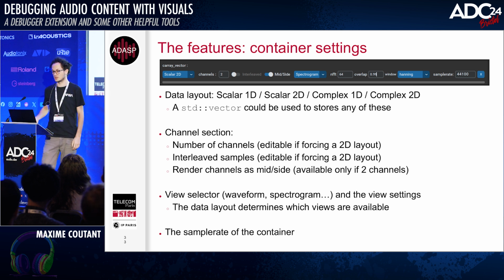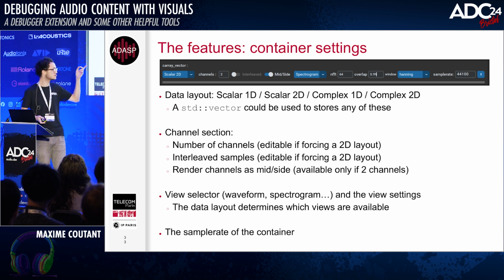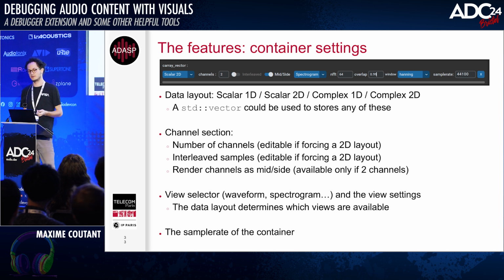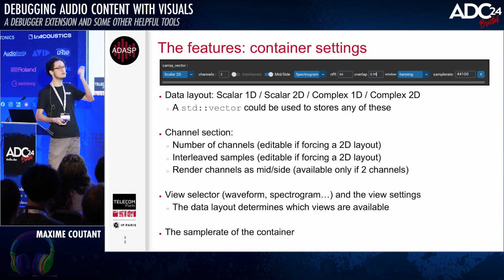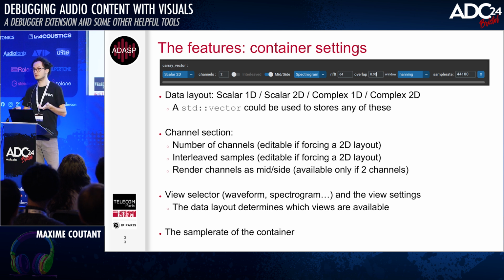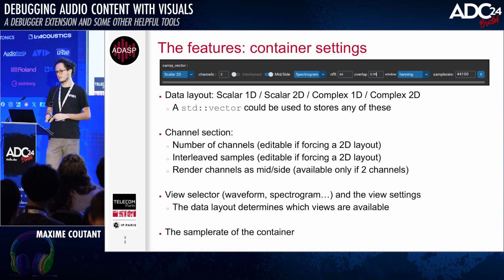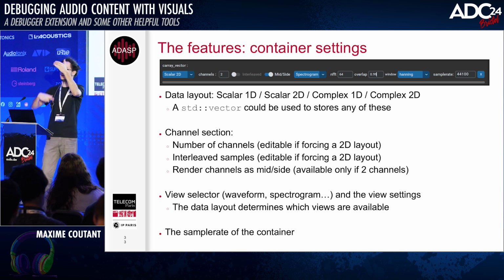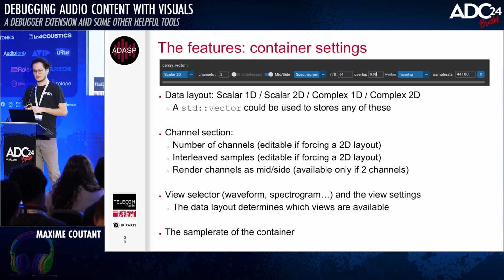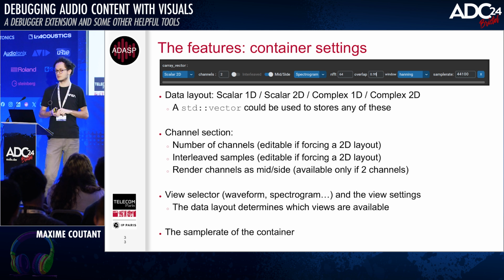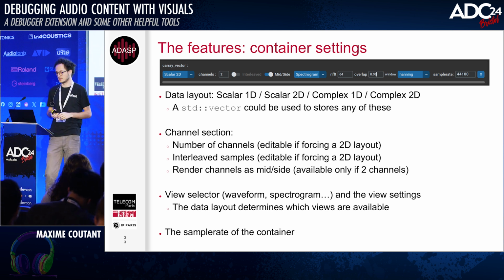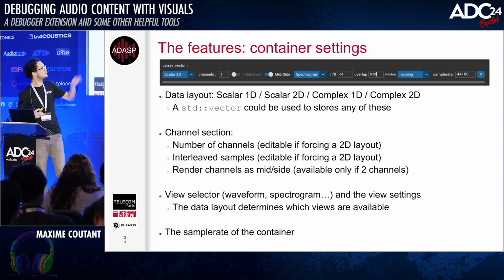And then you have this channel section. First, the number of channels. It's editable if you forced a 2D layout on a 1D container. Then the switch for interleaved samples, again editable if you forced a 2D layout. And then a mid-side switch, which is editable only if you have 2 channels, so it will render mid and side rather than left and right. Then you have the view selector. Here it's selecting spectrogram. We'll see the different views later, and the view settings after.